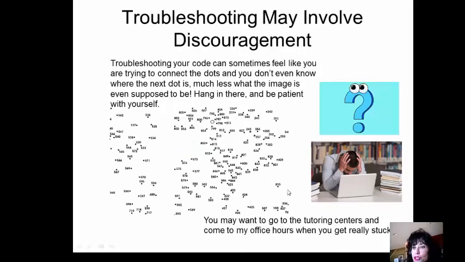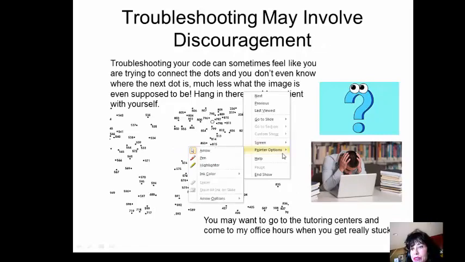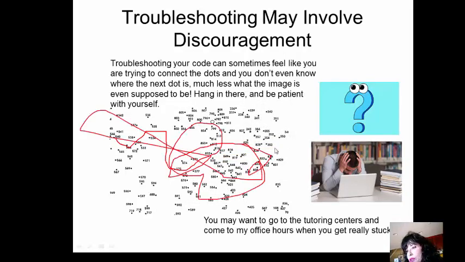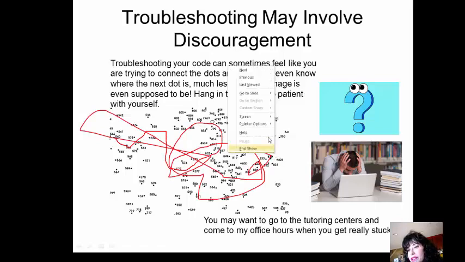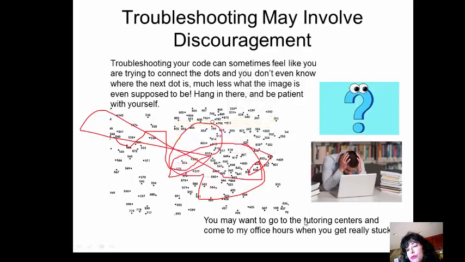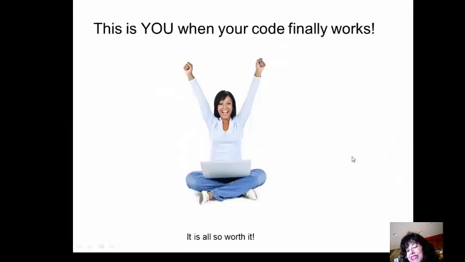Troubleshooting may involve discouragement. It can sometimes feel like you're trying to connect the dots and you don't even know where the next dot is, much less what the image is supposed to be. So just hang in there and be patient with yourself. You may want to even go to the tutoring centers, and we have some very good tutors there. And you come to my office hours when you get really stuck. But when you finally get your code to work, this is going to be you. It's going to be all so worth it. So we'll see you in the lab.